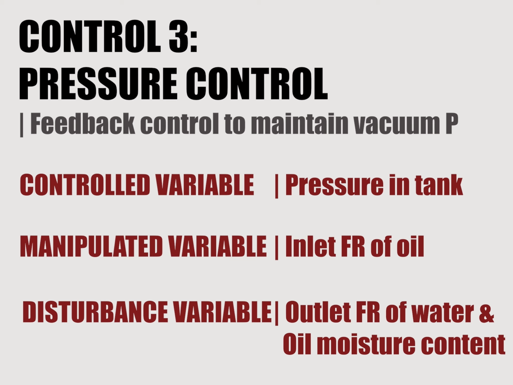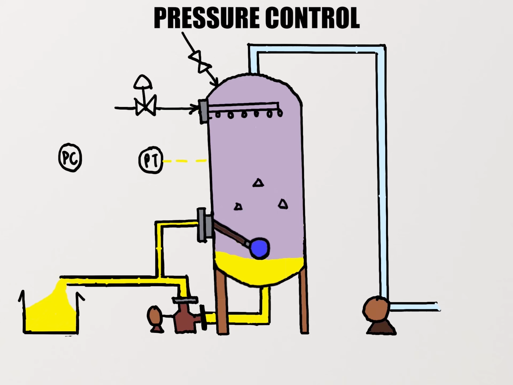For bounded moisture, a longer time is required for the moisture to vaporize. Hence, this will increase the residence time of water in the tank and increase the pressure of the tank. The pressure transmitter is used to measure the pressure in the tank. The measured pressure is compared with the set point at the pressure controller.